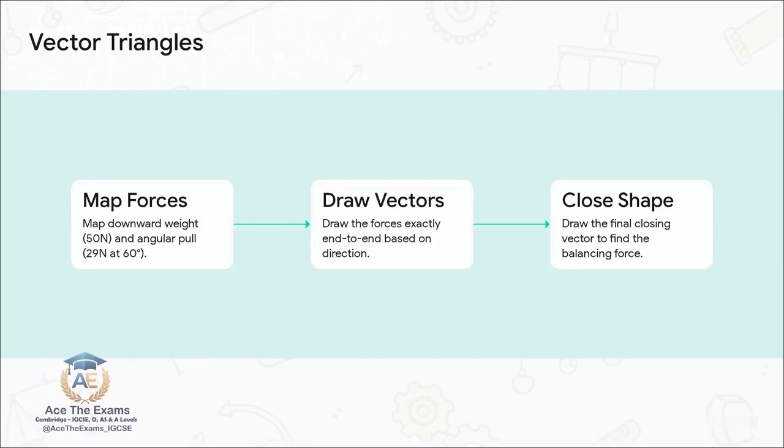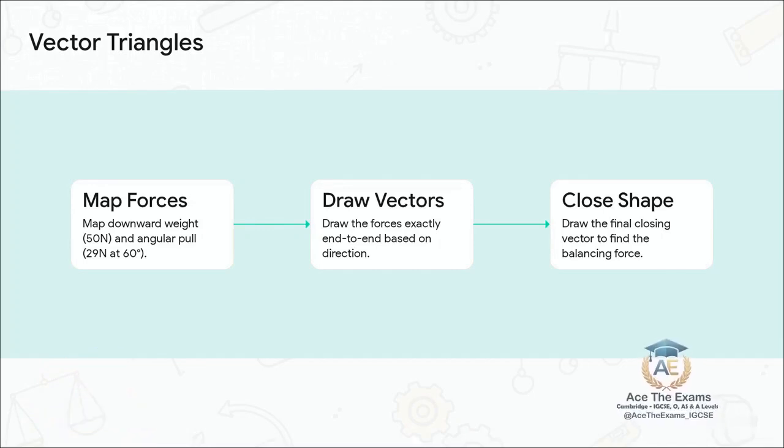Explanation: because the object is in equilibrium, the resultant force is zero, meaning the vector diagram must return to its starting origin. Link: therefore, by simply drawing the final closing line connecting the end of the second vector back to the start, we graphically decode the exact magnitude and direction of the missing balancing force. Boom, maximum marks.